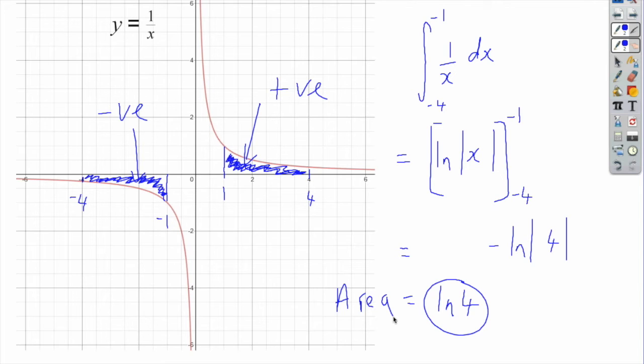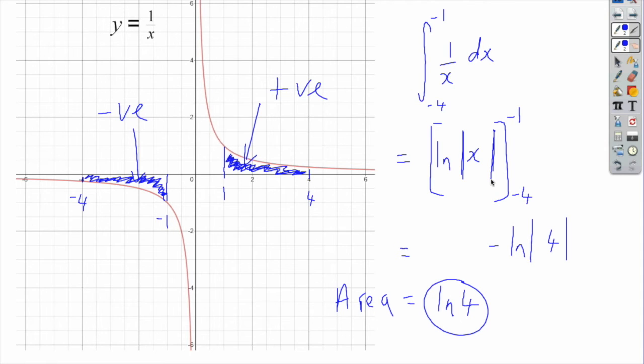Part of the challenge sometimes of working out areas is recognising when it's a negative area and just taking the modulus of that. Now this would not have worked for us if we didn't have these modulus brackets around the x, because if you substitute in a value of x less than 0, your calculator won't like it very much, will it? Because you can't do the natural log of a number that's less than 0.